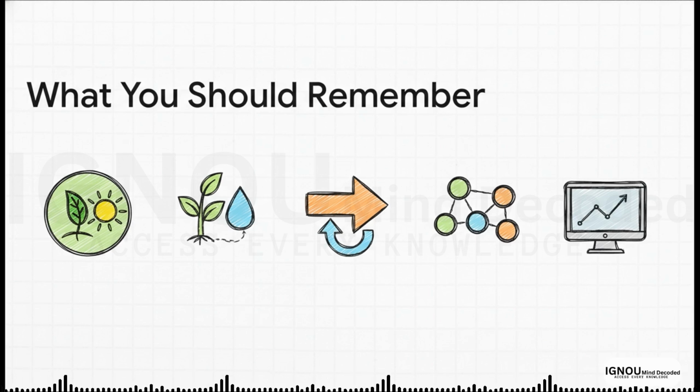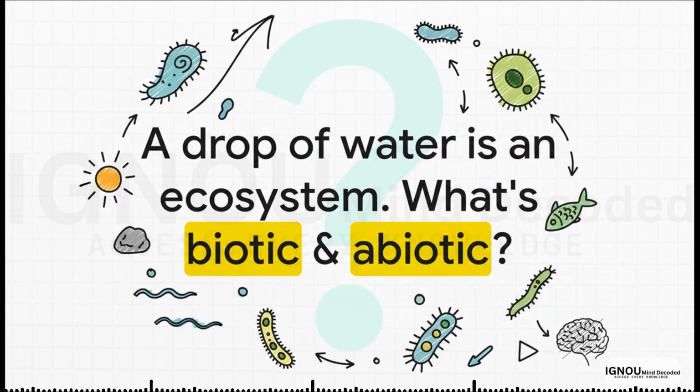And that brings us all the way back to that question I asked at the beginning. If a single drop of water is an ecosystem, what would its biotic and abiotic components be? Think about it. You now have all the tools to answer that. It's just an amazing thought, isn't it? That our world is so incredibly complex, even in a space that small.